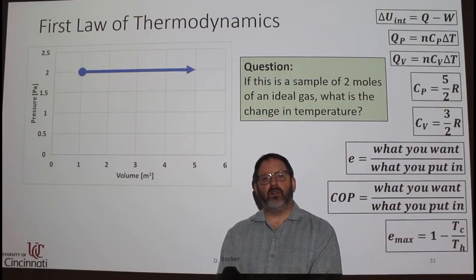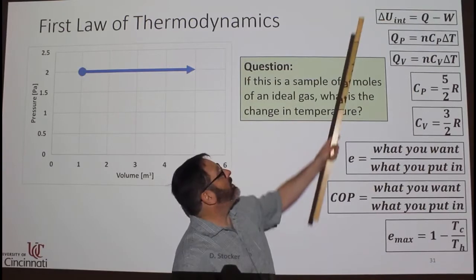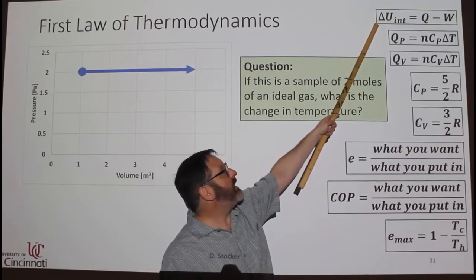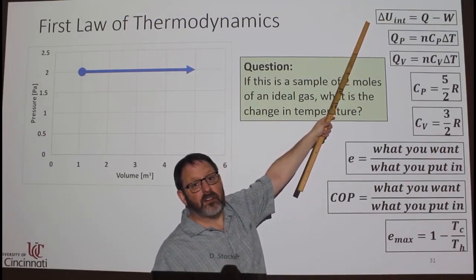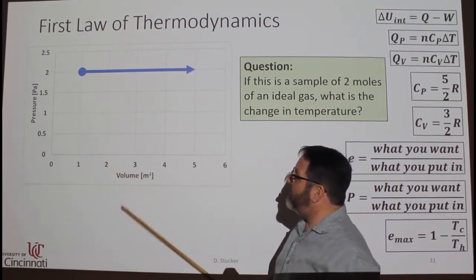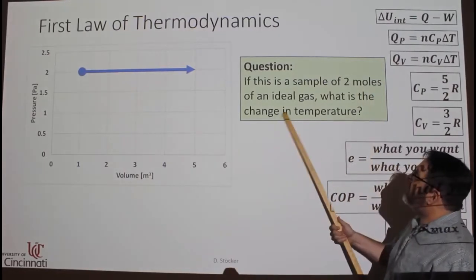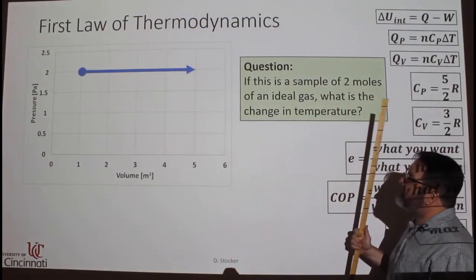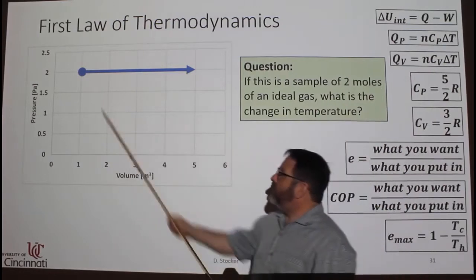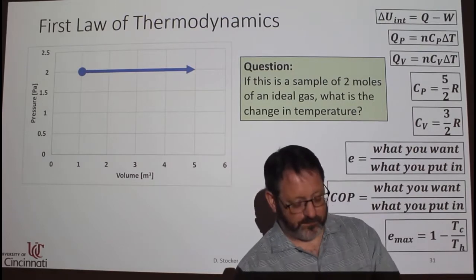In this video, we'll do an example using the first law of thermodynamics, which, remember, is this equation at the top. It's the conservation of energy in thermodynamics. So first, PV plot. If this is a sample of 2 moles of an ideal gas, what is the change in temperature? So starting here and ending there, what is the change in temperature?